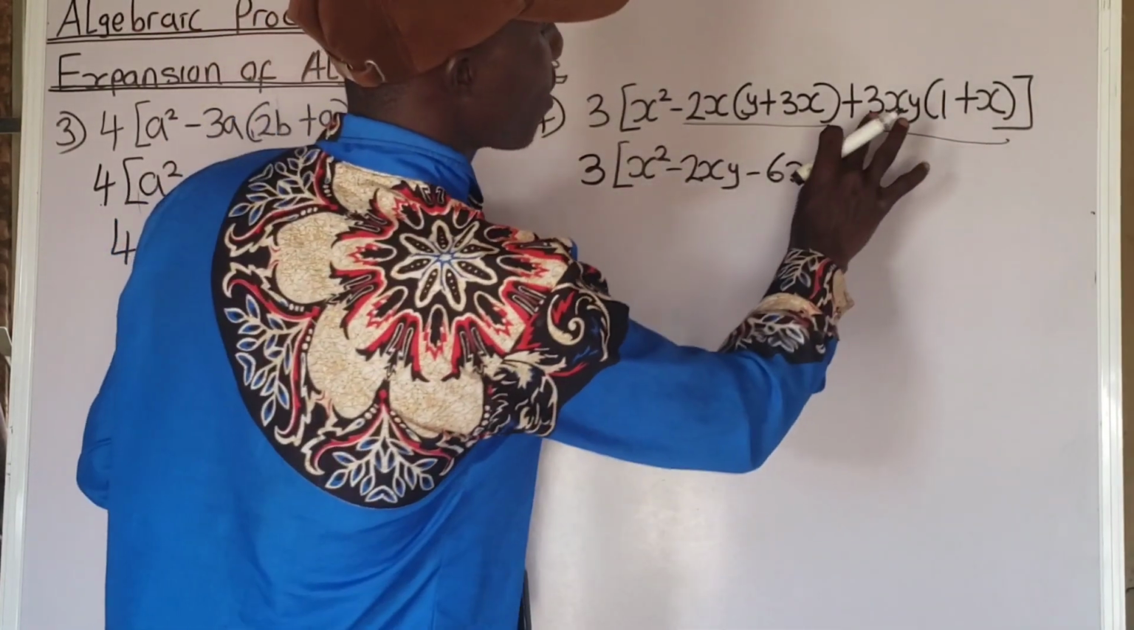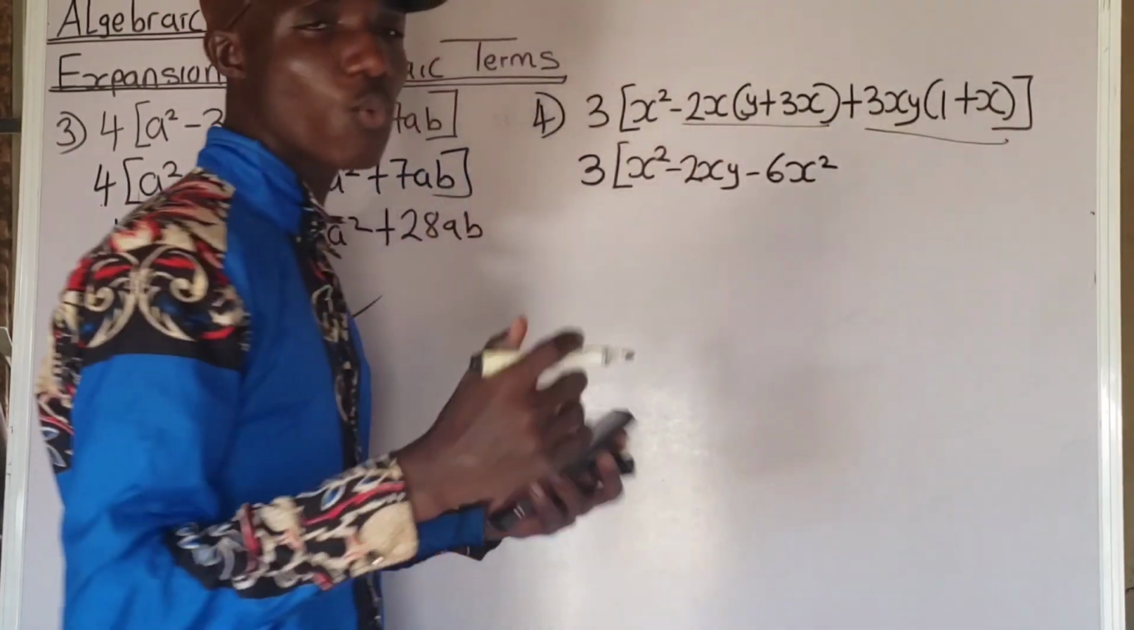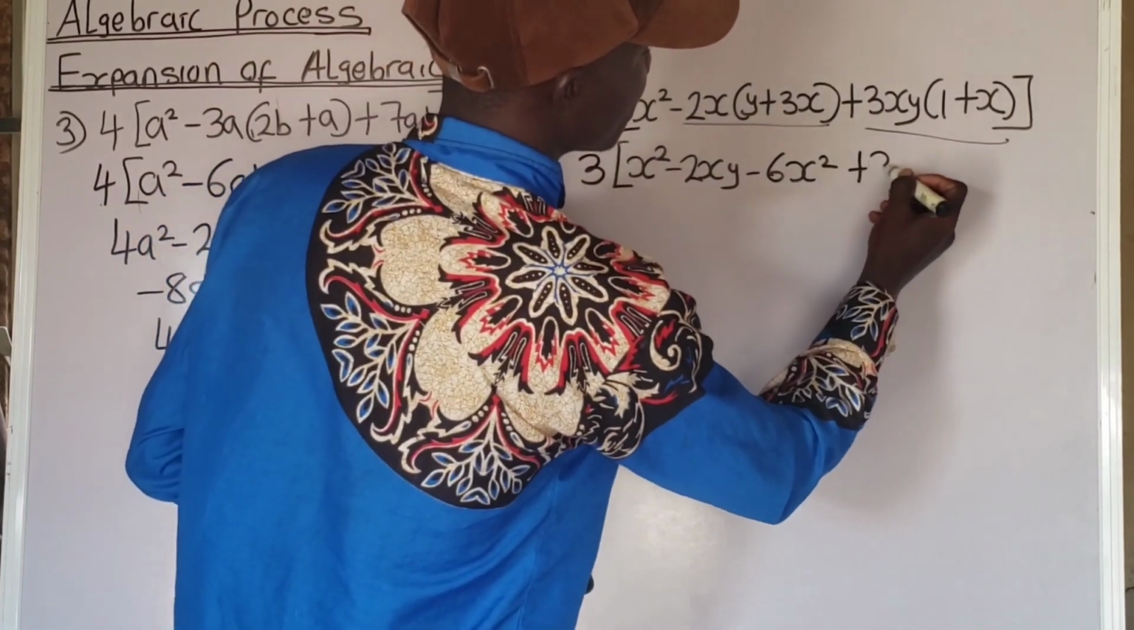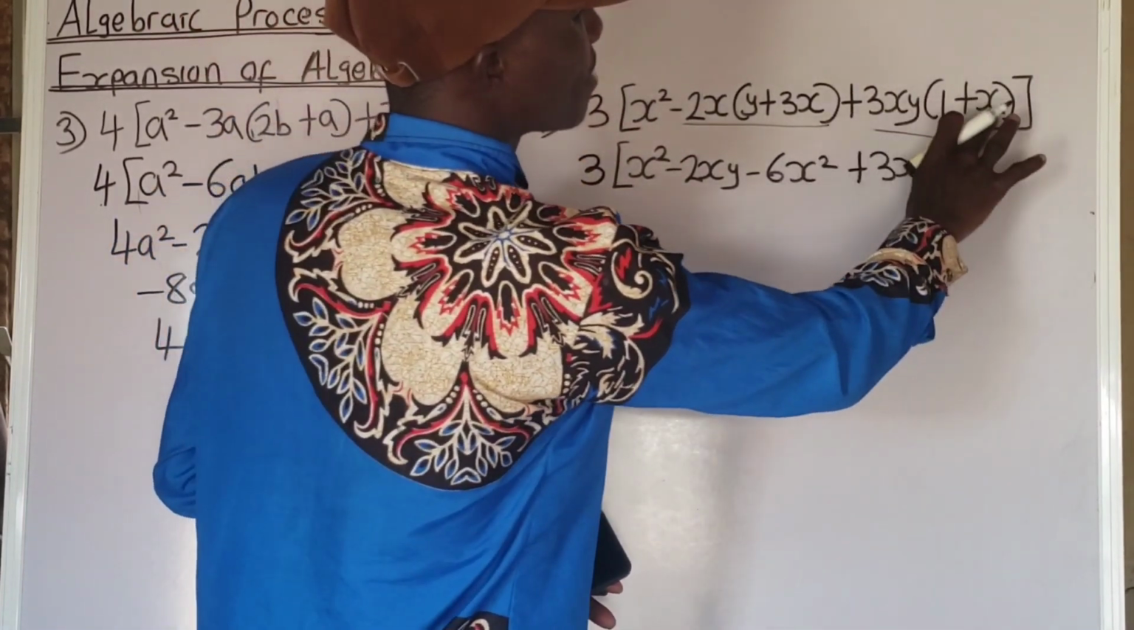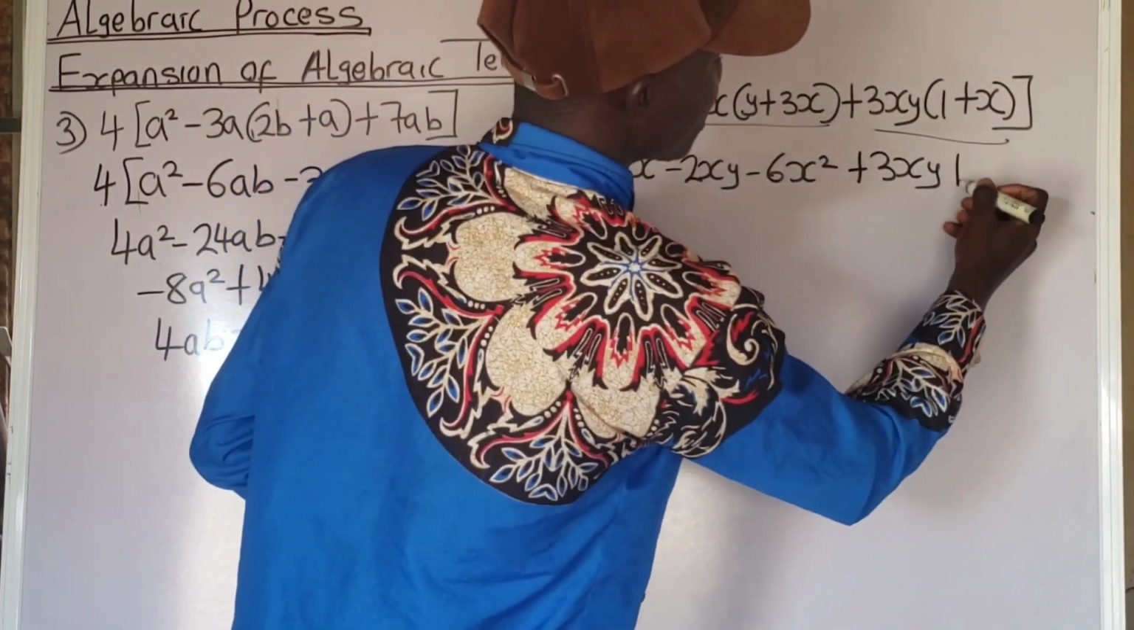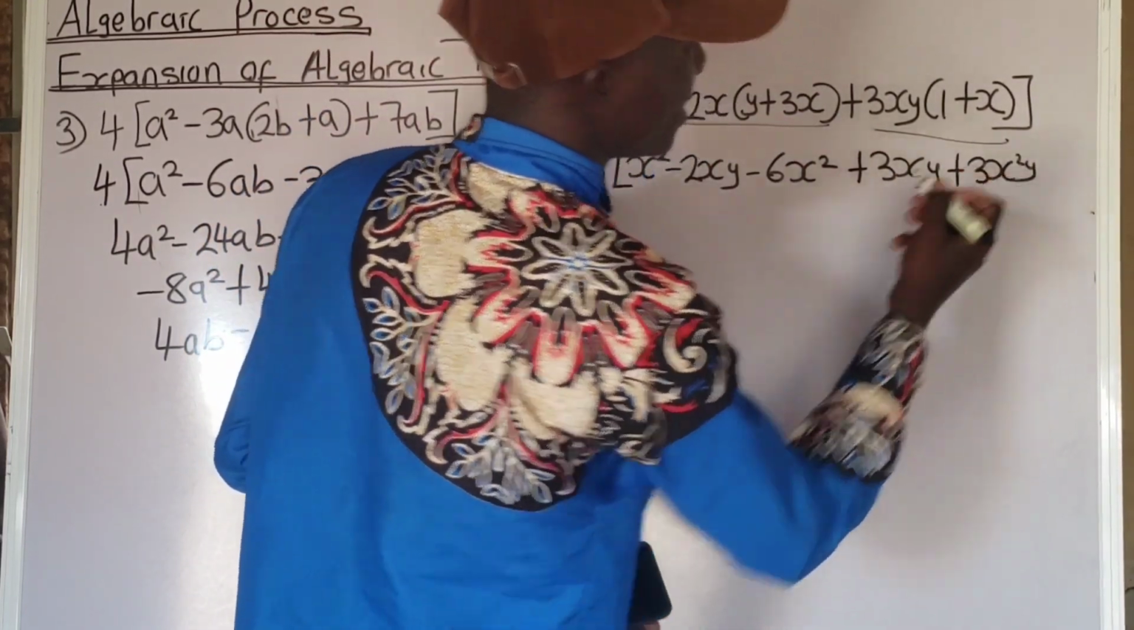For this, I'm going to have positive 3xy multiplied by 1. That will give me positive 3xy. Positive 3xy multiplied by x will give me positive 3x squared y. Do you understand?